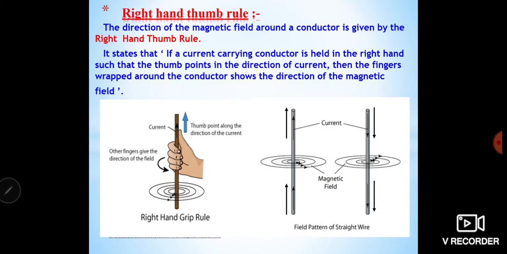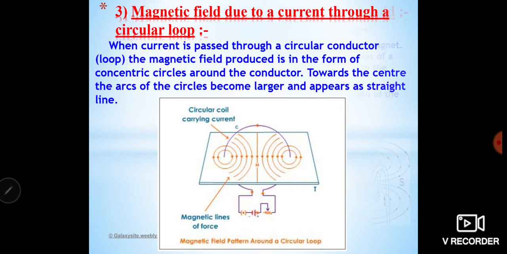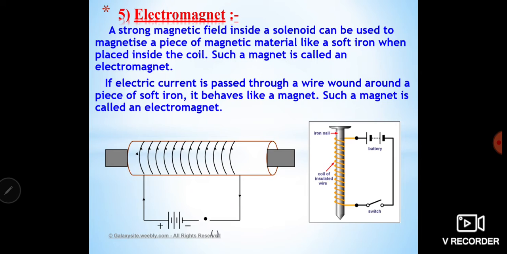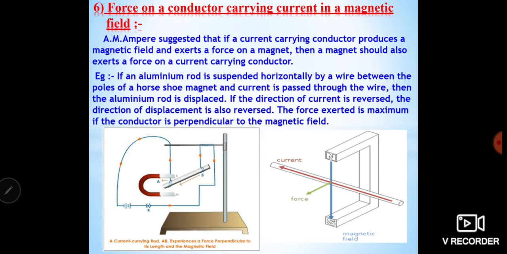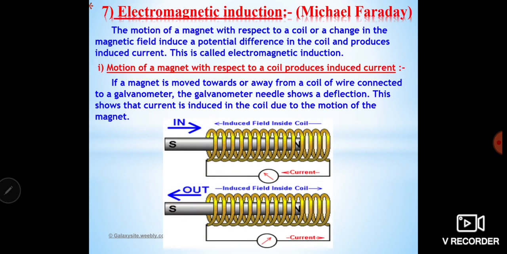It is very important: if a current carrying conductor is held in the right hand such that the thumb points in the direction of current, then the fingers wrapped around the conductor show the direction of magnetic field. You also learned the magnetic field due to a current through a circular loop and solenoid, the concept related to the electromagnet, then the force on a conductor carrying current in a magnetic field. Very important is Fleming's left hand rule and the concept of electromagnetic induction.